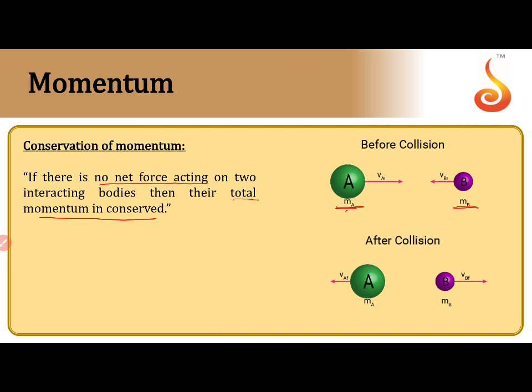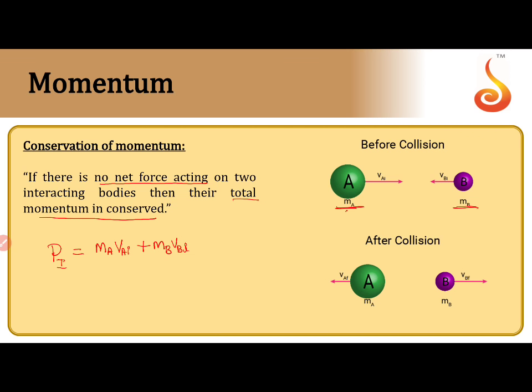Both of them put together, the initial momentum is equal to mass of A times velocity of A initial plus mass of B times velocity of B initial. This is the total momentum of both of them put together before they collide.